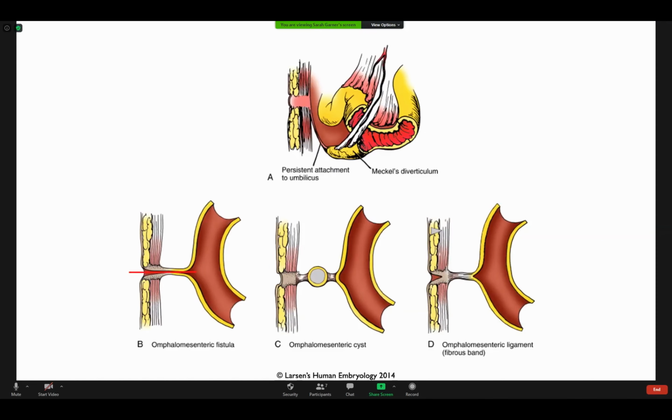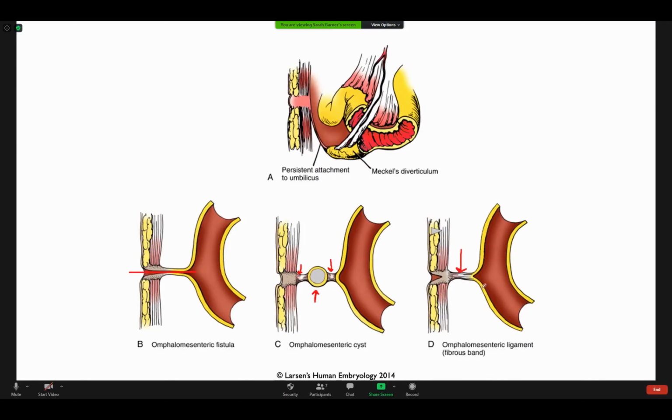You can have a fibrous band here that connects the ileum to the abdominal wall, but it's not an actual open fistula. You just have kind of a cyst in the middle. So that'd be an omphalocele cyst. Or you can just have this fibrous band here where there's no communication at all. There's no cyst. You just have this fibrous band right here.